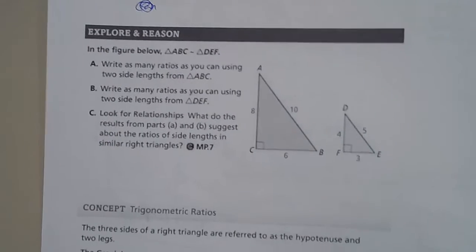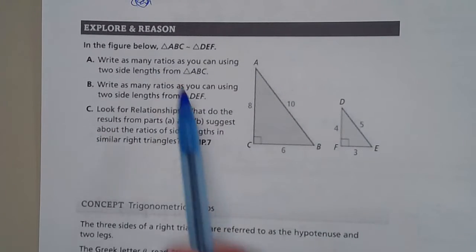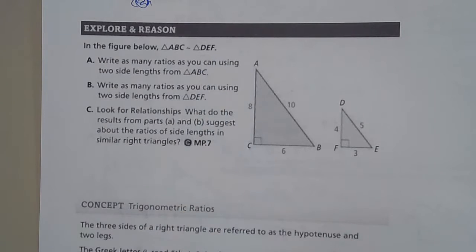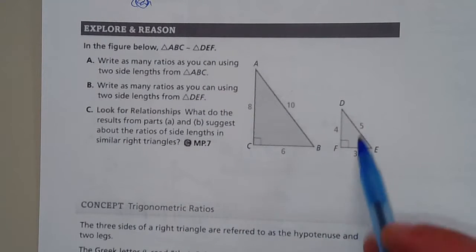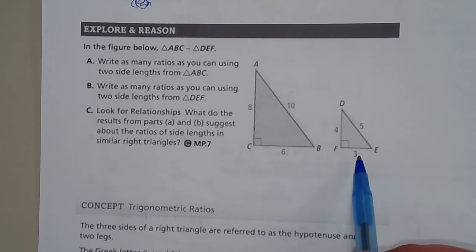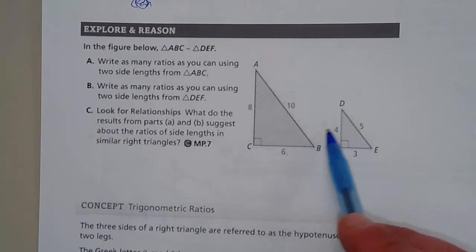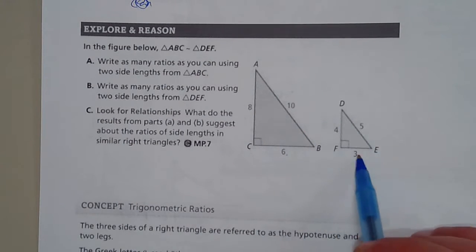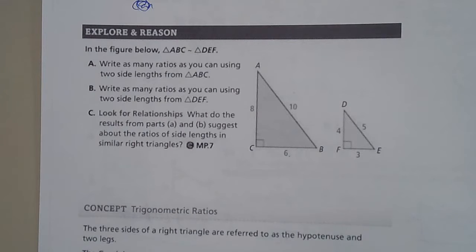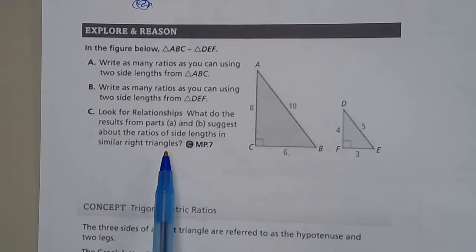All right. So this starts off, it says you have 2 figures here that are similar. Remember what similar means? They have the same angles, the same side ratios. So if you notice here, all these values are doubles, right? Double 4 to get 8, double 5 to 10, double 3 to 6, and so on. It says write as many ratios as you can using the 2 side lengths from triangle ABC. Write as many ratios as you can from DEF. And what do the results suggest about these?